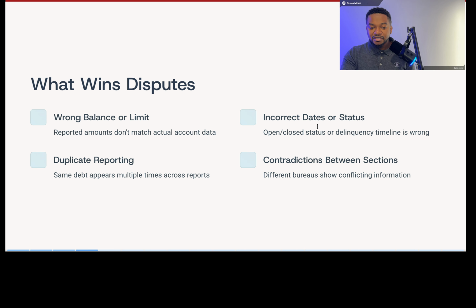If the data is inaccurate or the status of the account is inaccurate, those are easy wins. These are wins that you want to go after because, again, you want to build a case, right? So if an account is showing that it's open on Experian and closed on Equifax, there's something wrong there.